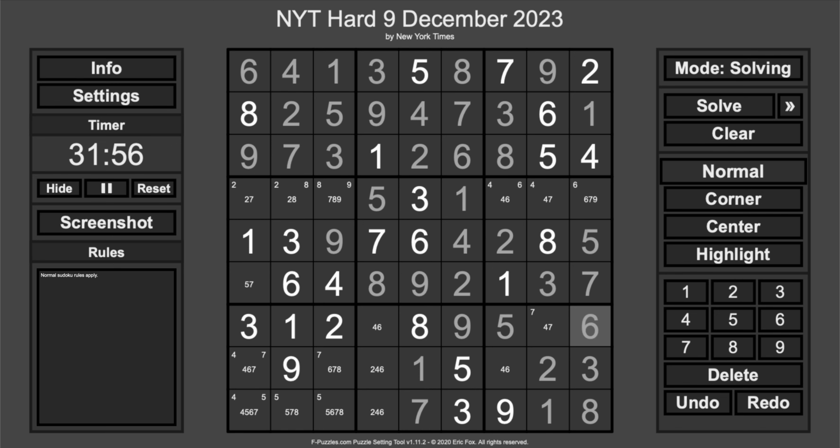So 6. That's 4. That's 7. That's 4. This now must be 6 because it can't be anything else. 9 to complete column 9 in box 6. Okay, this is now not 9. Definitely not 5.